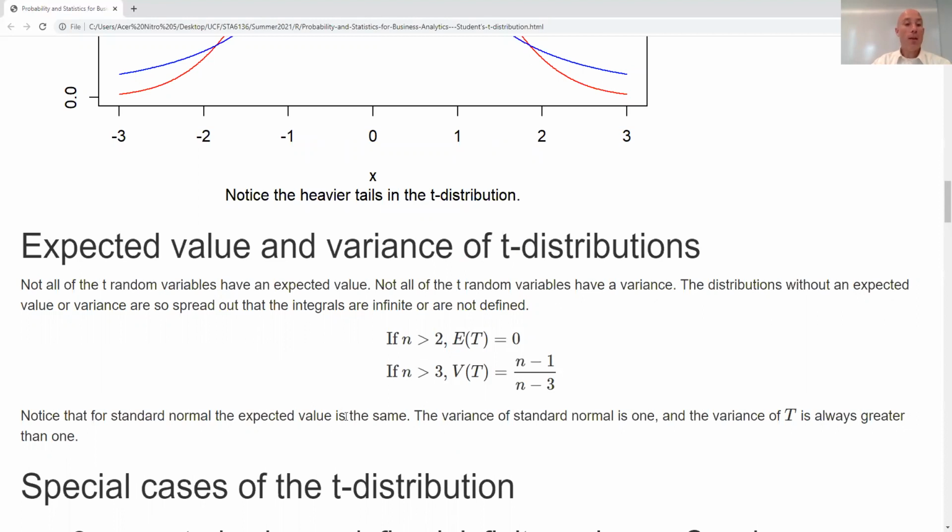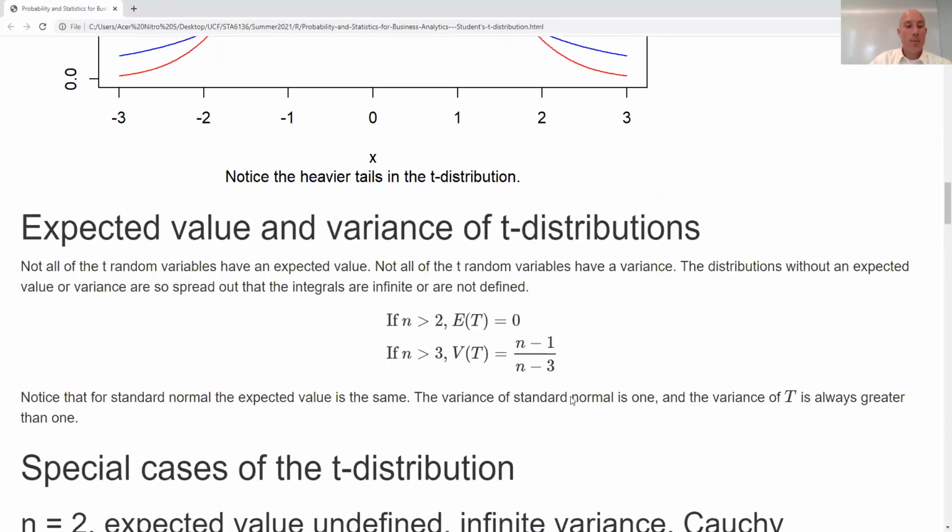So notice that the expected value is the same for t-distribution or normal distribution, and they're both symmetric, and they both have a peak in the middle. But the variances are pretty different. The variance of t-distribution will always be greater than standard normal, no matter what happens. But this fraction goes to 1 as n goes to infinity. So if I have a really big value of n, this is so close to 1 that I might as well just call it 1.